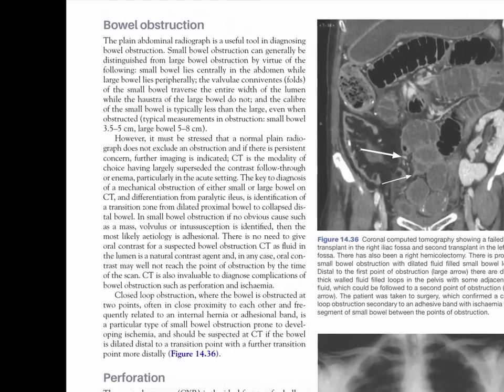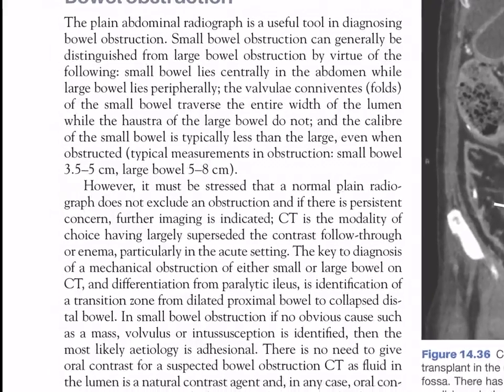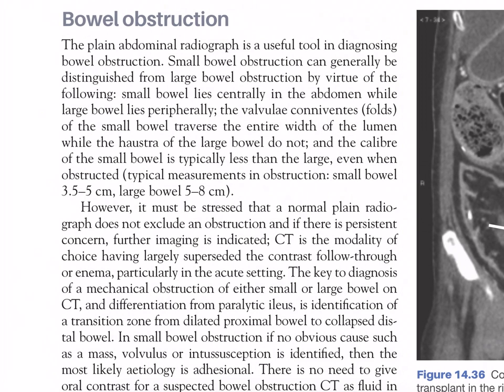Bowel obstruction. What do we see in bowel obstruction? The plain abdominal radiograph is a useful tool in diagnosing bowel obstruction. Small bowel obstruction can generally be distinguished from large bowel obstruction by virtue of the following. Small bowel lies centrally in the abdomen while large bowel lies peripherally. The valvulae conniventes of the small bowel traverse the entire width of the lumen, while the haustra of large bowel do not, and the caliber of the small bowel is typically less than the large even when obstructed. Typical measurements in obstruction: small bowel is 3.5 to 5 cm and large bowel is 5 to 8 cm.